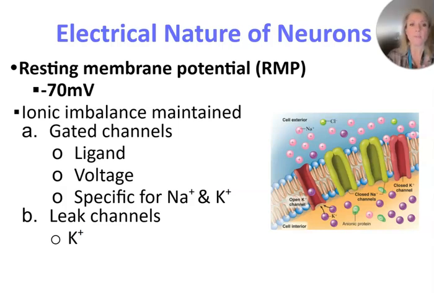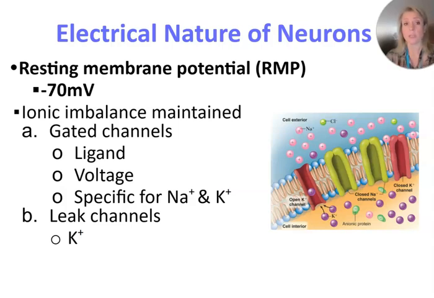So the ionic imbalance is going to be maintained by four things. On your sheet, you have A, B, C, and D. Letter A is gated channels. We have a couple of different ones: ligand-gated channels and voltage-gated channels. Ligand-gated channels are channels where a certain molecule, or a ligand, has to actually bind to that channel in order to get it to open.